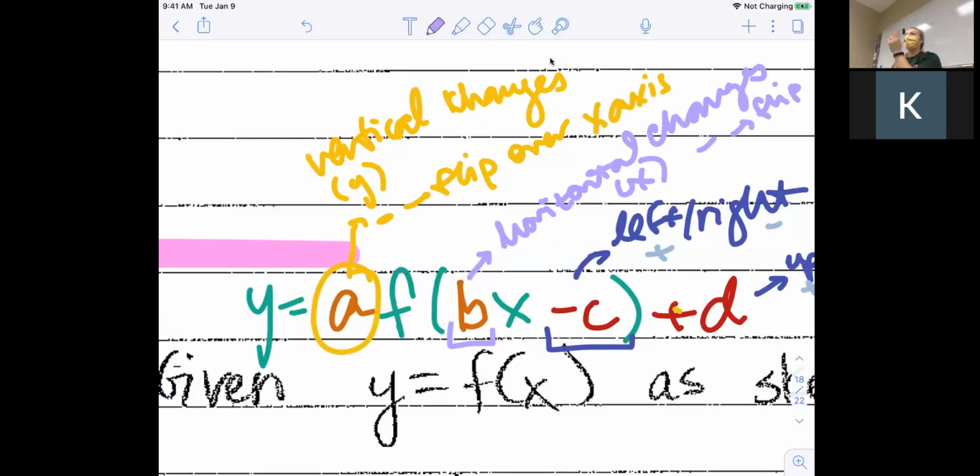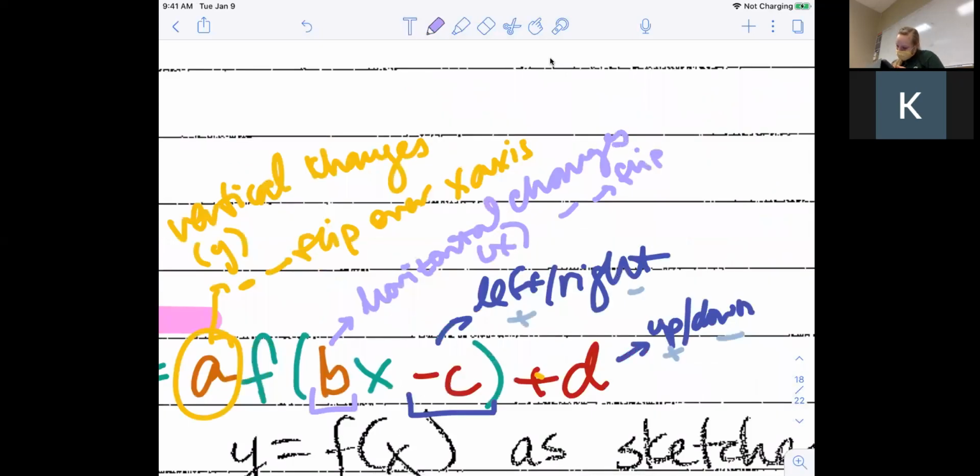If it's negative, it's going to flip as well, but it's not going to flip over the x-axis. It's going to flip over the y-axis. As you're doing this, make sure we have our masks on our faces. Make sure your nose is covered, not x-axis, y-axis.